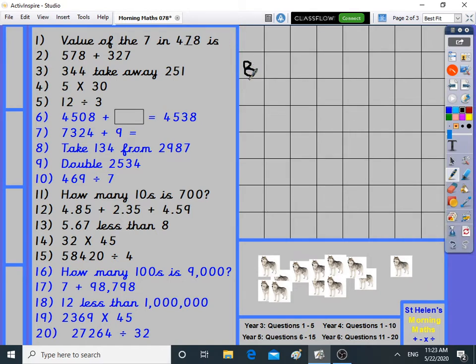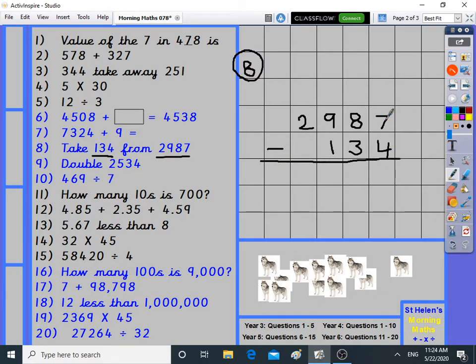Take 134 from 2,987. Which number is the biggest? Because the biggest number goes on the top. This is a strange order to this word problem. Because in the word problem, the biggest number is not at the start, is it? They've got 134 at the start. But we've got to take 134. We're taking 134 away from the big number, which needs to go at the top. So this won't work if you put 134 at the top. The biggest number has to go at the top.